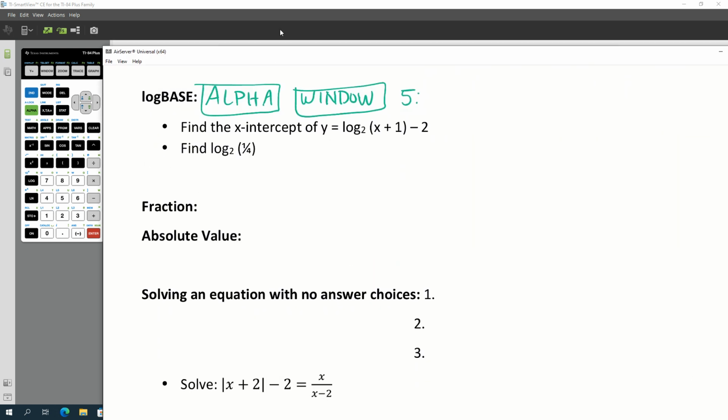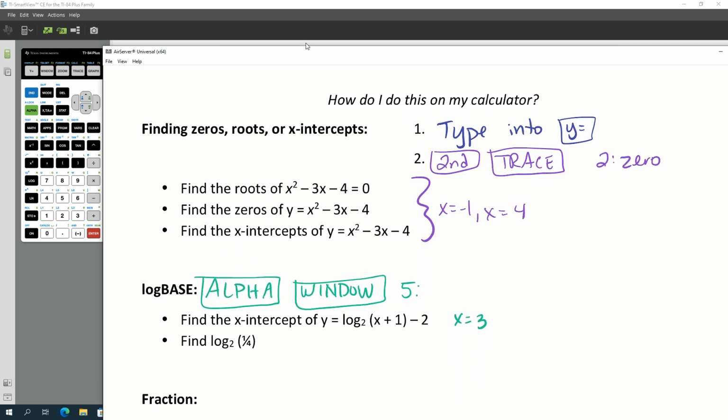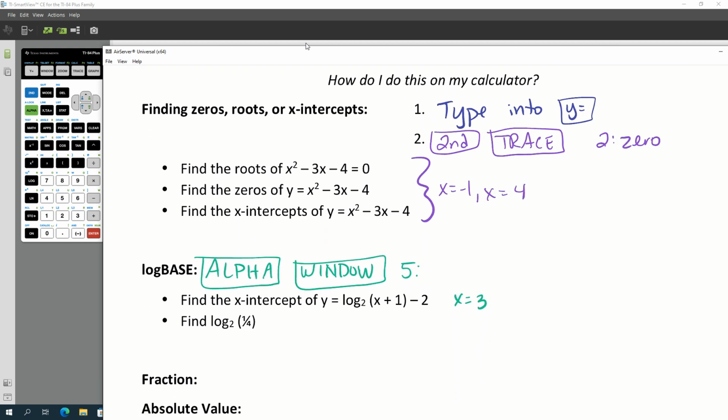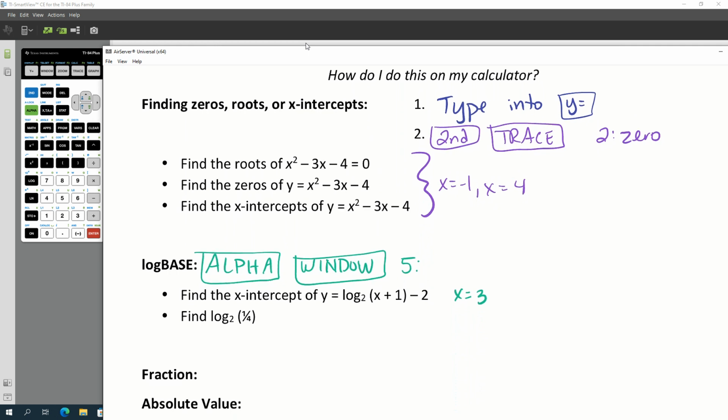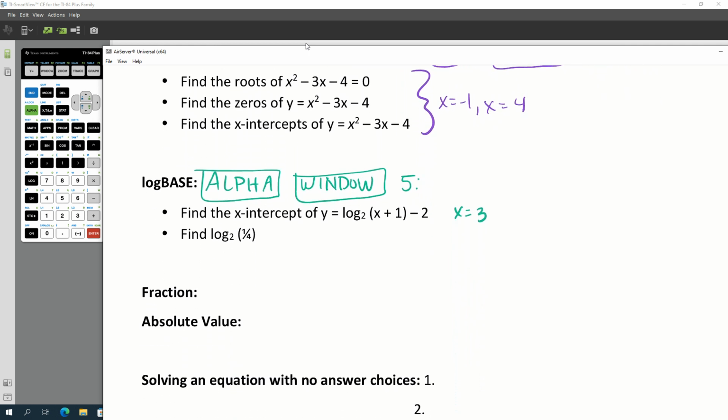How do you do that thing again? The log base or the intercept? Intercept. So second is this first thing we did. Second trace 2. And then enter on the left and then enter on the right.